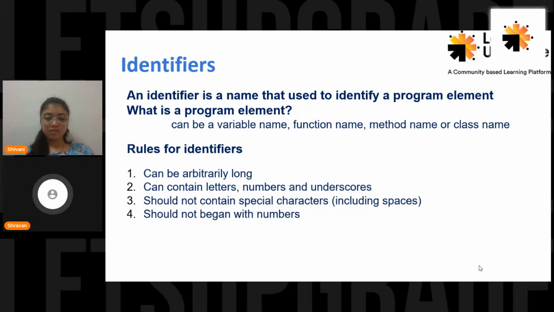It should contain letters, numbers, and underscores. It cannot contain anything other than that, and it should not contain special characters, and it should not begin with numbers, right? So these are all the rules for this particular identifier.